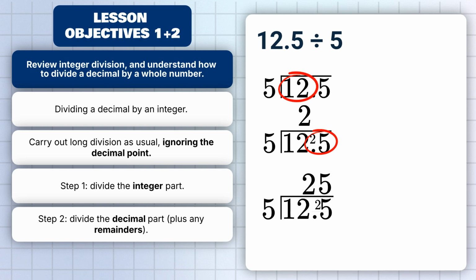Now we reintroduce the decimal point, placing it in the quotient directly above its position in the dividend. So our final result is 2.5.